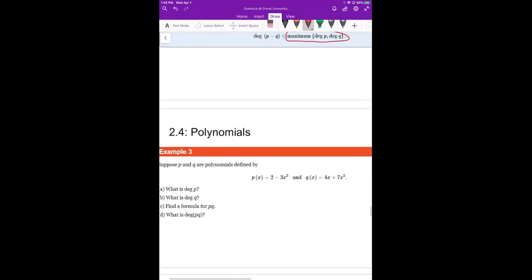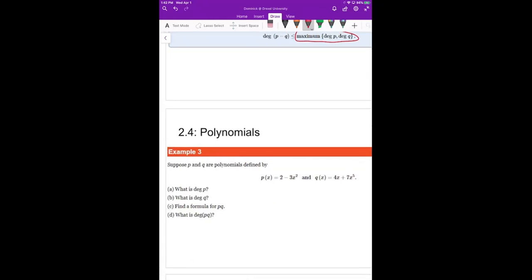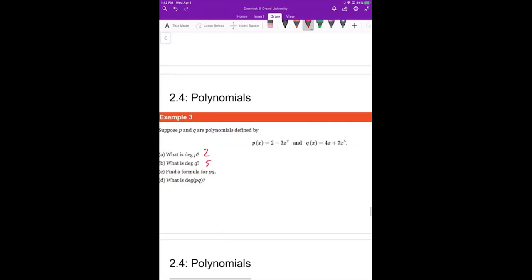Okay, now let's look at one where we multiply. So now in example 3, the degree of our p polynomial is 2, because my highest exponent is 2. And the degree of my q looks like it is 5. Okay, so that's the first part. And now I want to find p times q, or p of x times q of x. So in this case, I want to multiply 2 minus 3x squared times 4x plus 7x to the 5th.